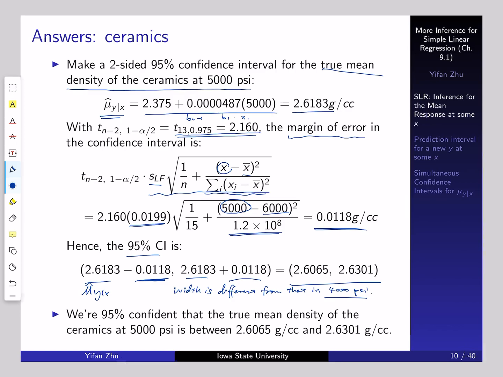And the interpretation is that we are 95% confident that the true mean density, this is just mu of y given x, the parameter that we are interested in, the true mean density of the ceramic at 5,000 psi, is between these two numbers.